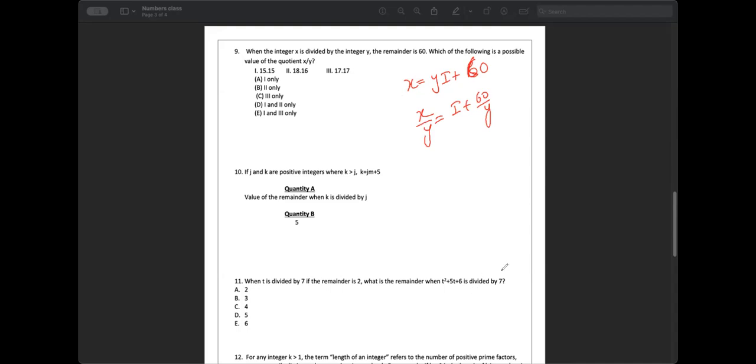Clear? Now tell me one thing. The remainder means it's not divisible by y, the divisor. So 60 by y should be equal to the decimal part.